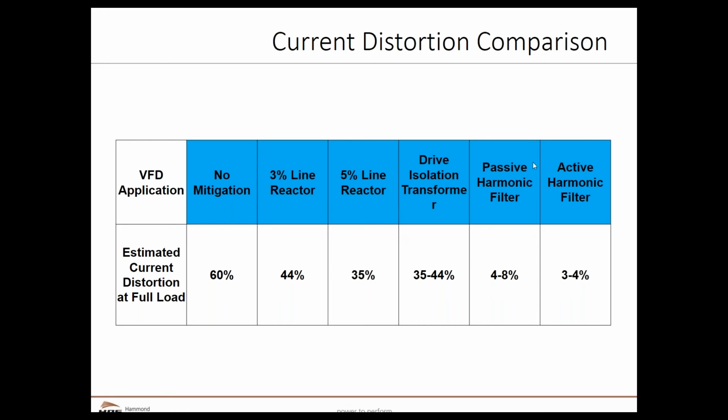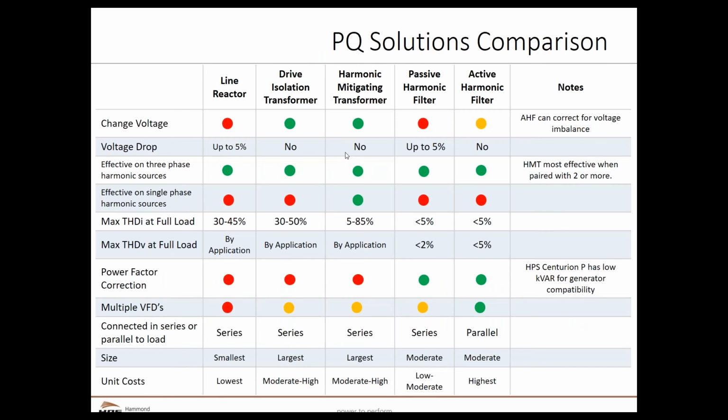So the real improvement in harmonics comes with passive and active harmonic filters. The current distortion with a passive filter will typically be in the range of 4 to 8%, and the current distortion for an active filter will generally be less than 5%. But it should be emphasized that both the passive and active harmonic filters are designed to fully comply with IEEE 519. There's a lot of information in this chart. Here are some of the main takeaways.